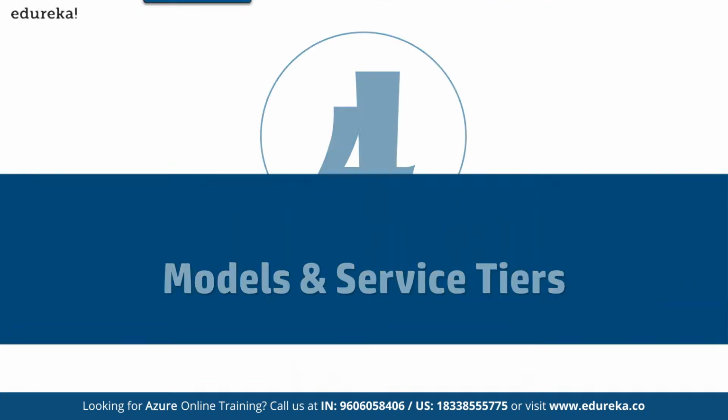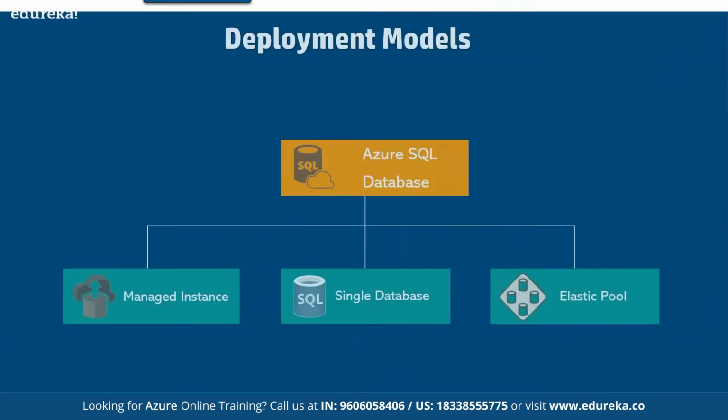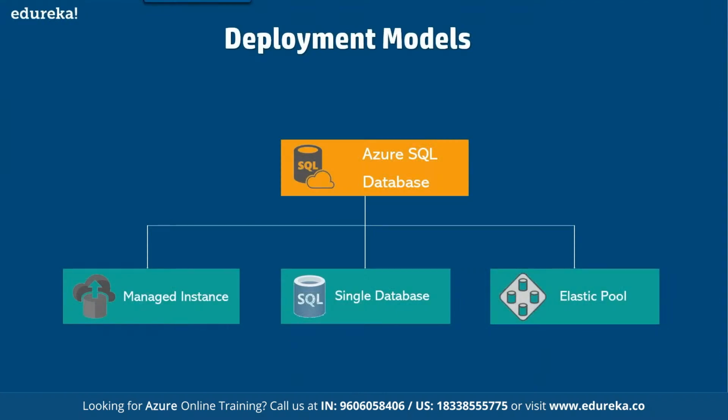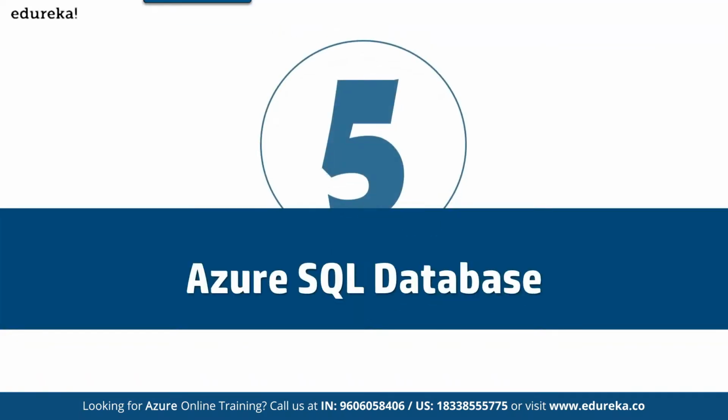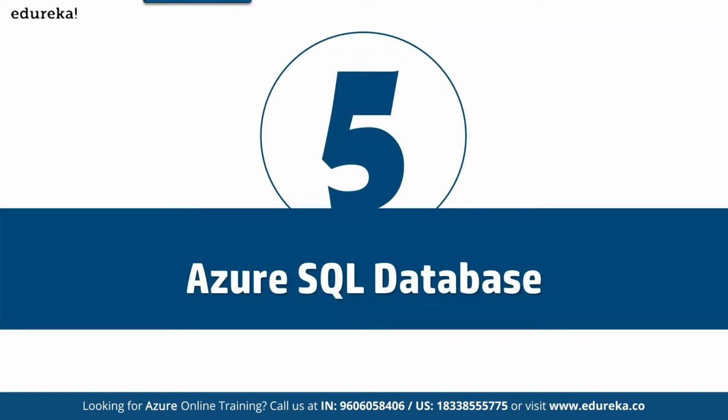Next one is models and service tiers. In this case, it has three models: the managed instance, the single database, and the elastic pool. We will talk about that in a bit more detail shortly. There are three purchasing models it supports: first is vCore-based, second is DTU, and third is the serverless model. In the majority of cases we go with serverless, specifically if you don't have to evaluate and you already have a solution defined and want to implement it directly. For service tiers, there are three: general purpose, premium, and hyperscale.